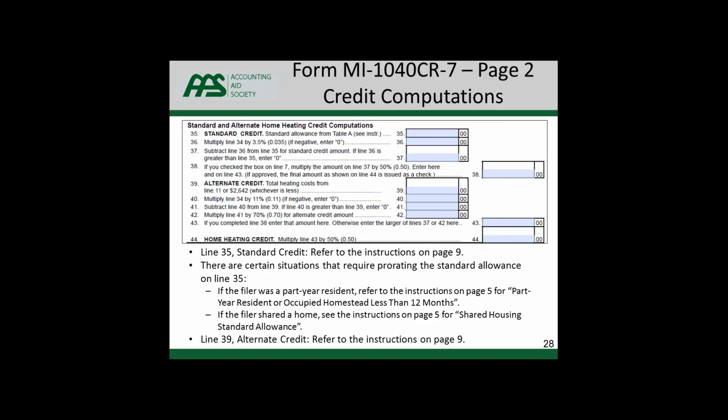And then the calculations. I would probably take a look at the instructions on page 9. Standard. Now the alternate, of course, is only applicable to somebody who has a heating bill in their name. And then you have special rules for less than 12 months, part-year residence, and shared housing allowance. And again, that comes into play if you have more than one owner of the home or more than one person on the lease.